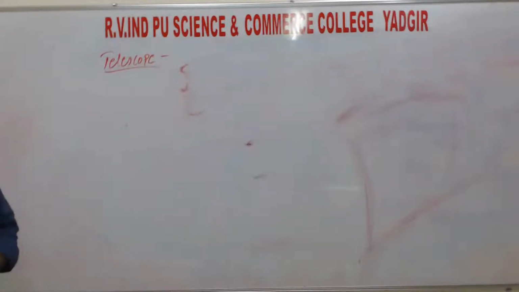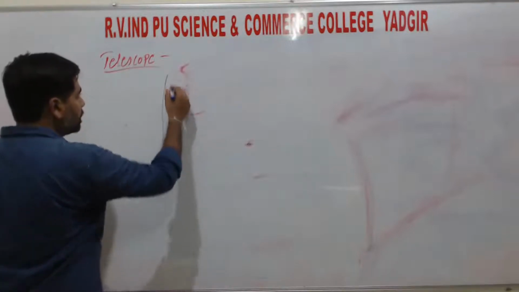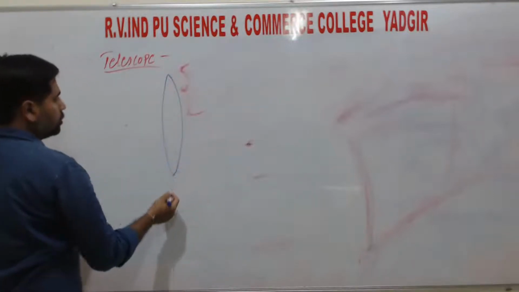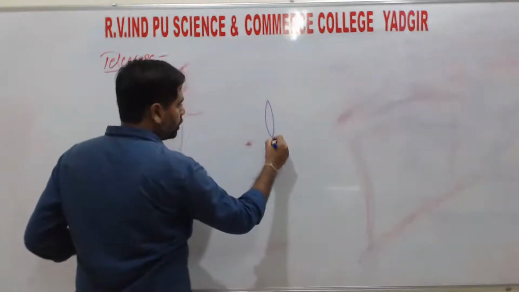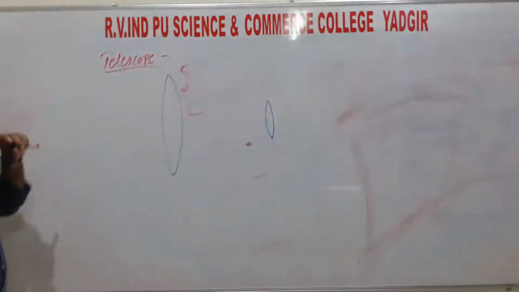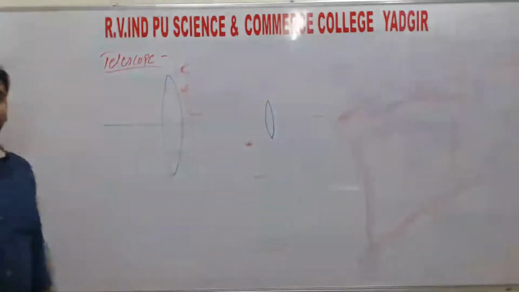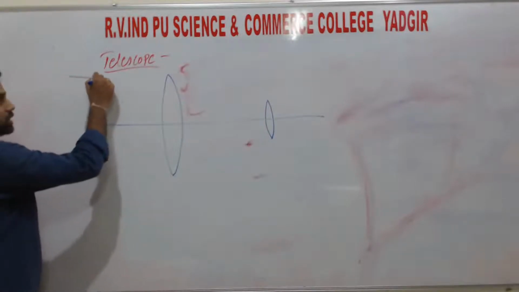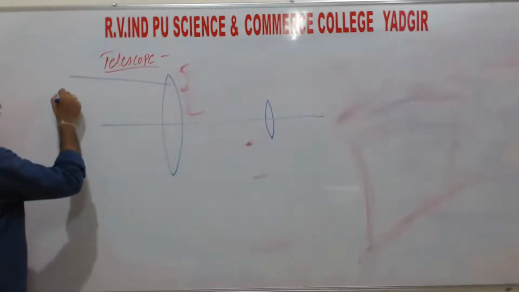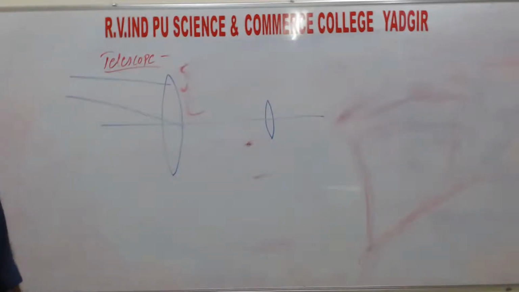So in the telescope also we are using two lenses. So the first one is larger, and the second one is smaller. So the telescope is used to see farther distance objects, right? So for a farther distance object, the rays which are coming from that object are always parallel, right?